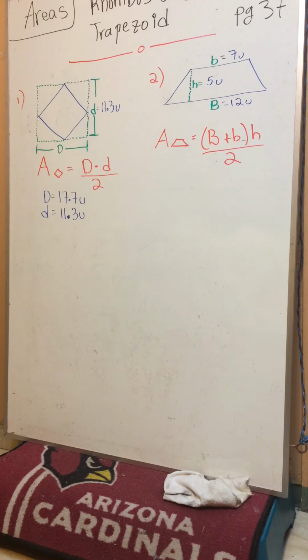So today we're going to continue with the lessons. We're going to review the areas of a rhombus and a trapezoid. What we have to remember with these two figures are the formulas. We have them here in red.